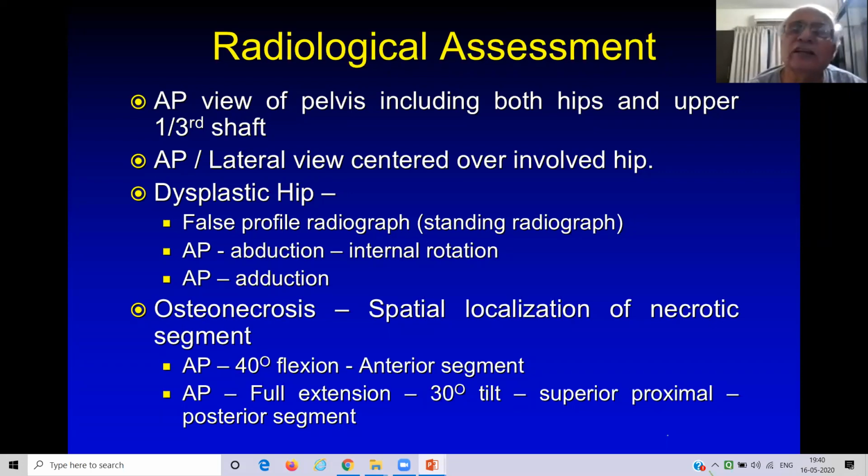We do it in a standing radiograph. Sometimes with a dysplasia, we want to know whether the hip is getting reduced or not. So we do what is called an abduction X-ray, internal rotation, to know whether there is containment or not. For osteonecrosis, there is a special localized necrotic segment view. Today we don't do these views. These are obsolete now. So today we rely on MRI and the sector involved.